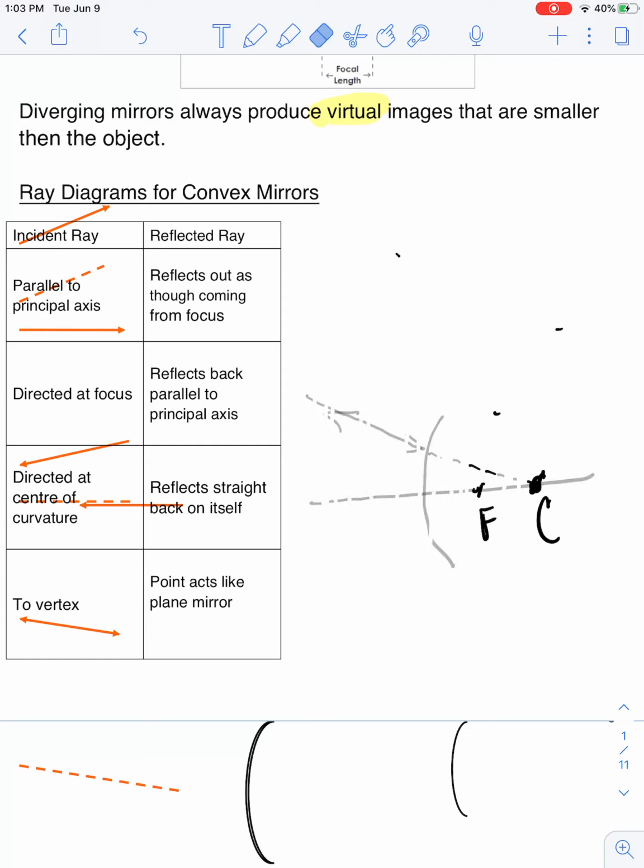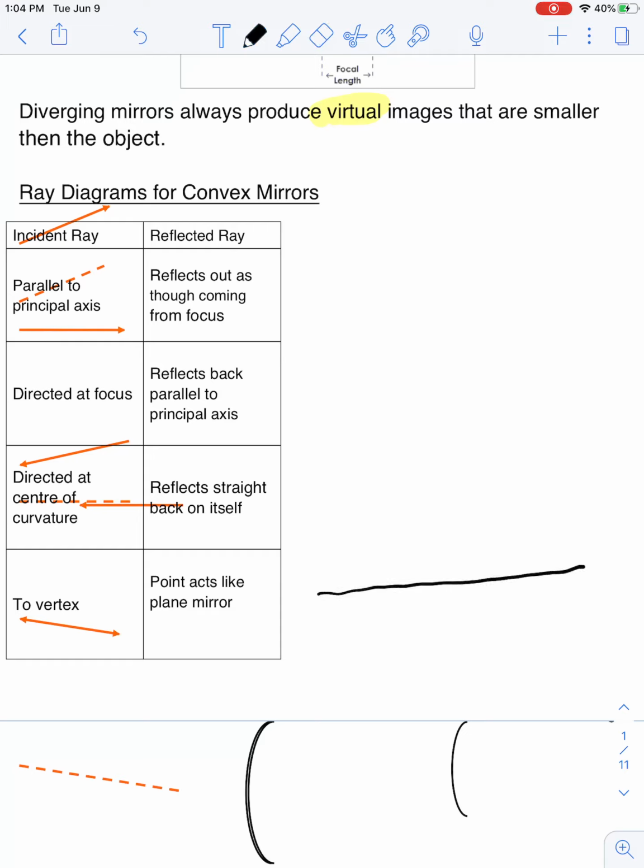Okay, again, it's not my favorite one. So I always use 1 and 2, and if I can't use one of those, I just like the fourth way, which I'm familiar with because of plane mirrors. So, focus, center of curvature. Remember, the only thing you extend is the reflected ray, not the incident ray.